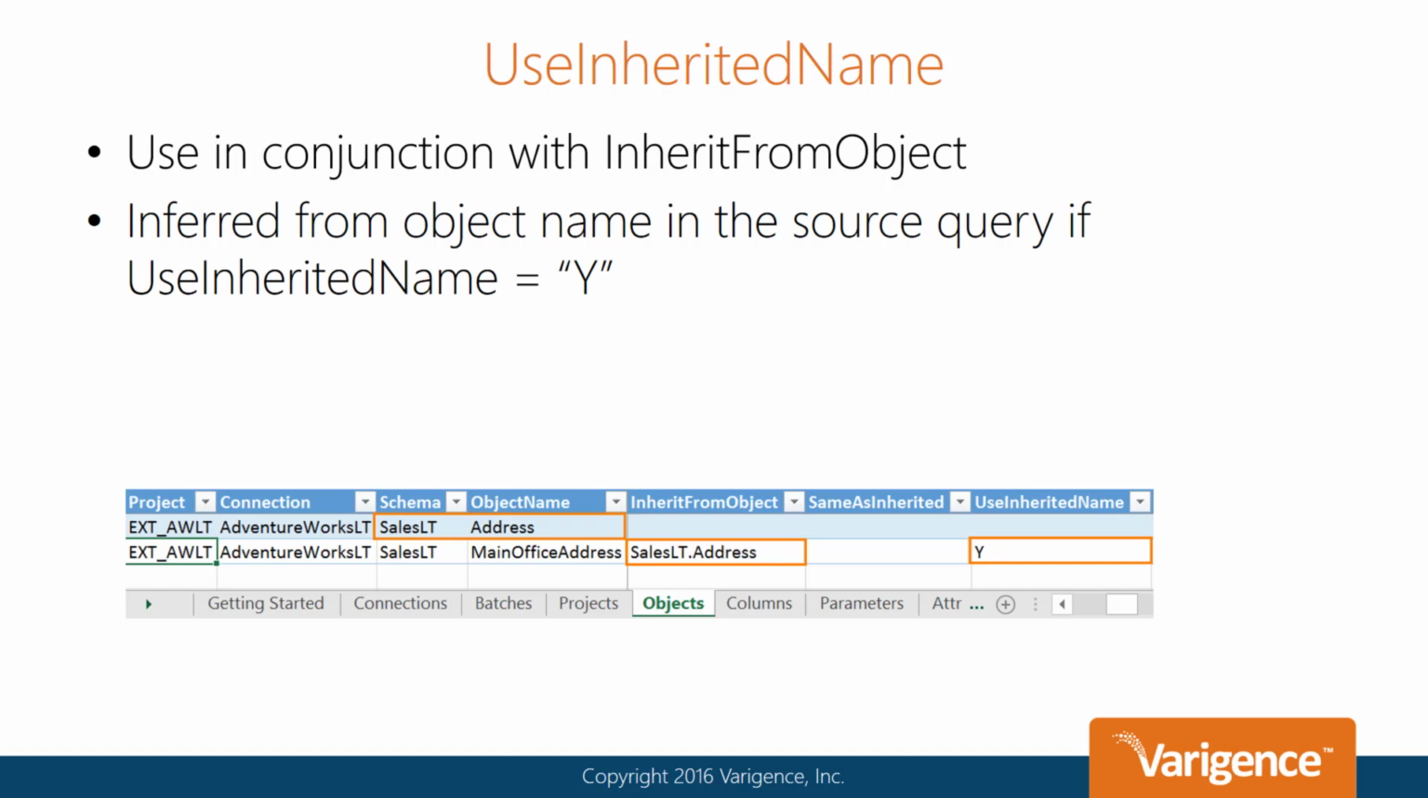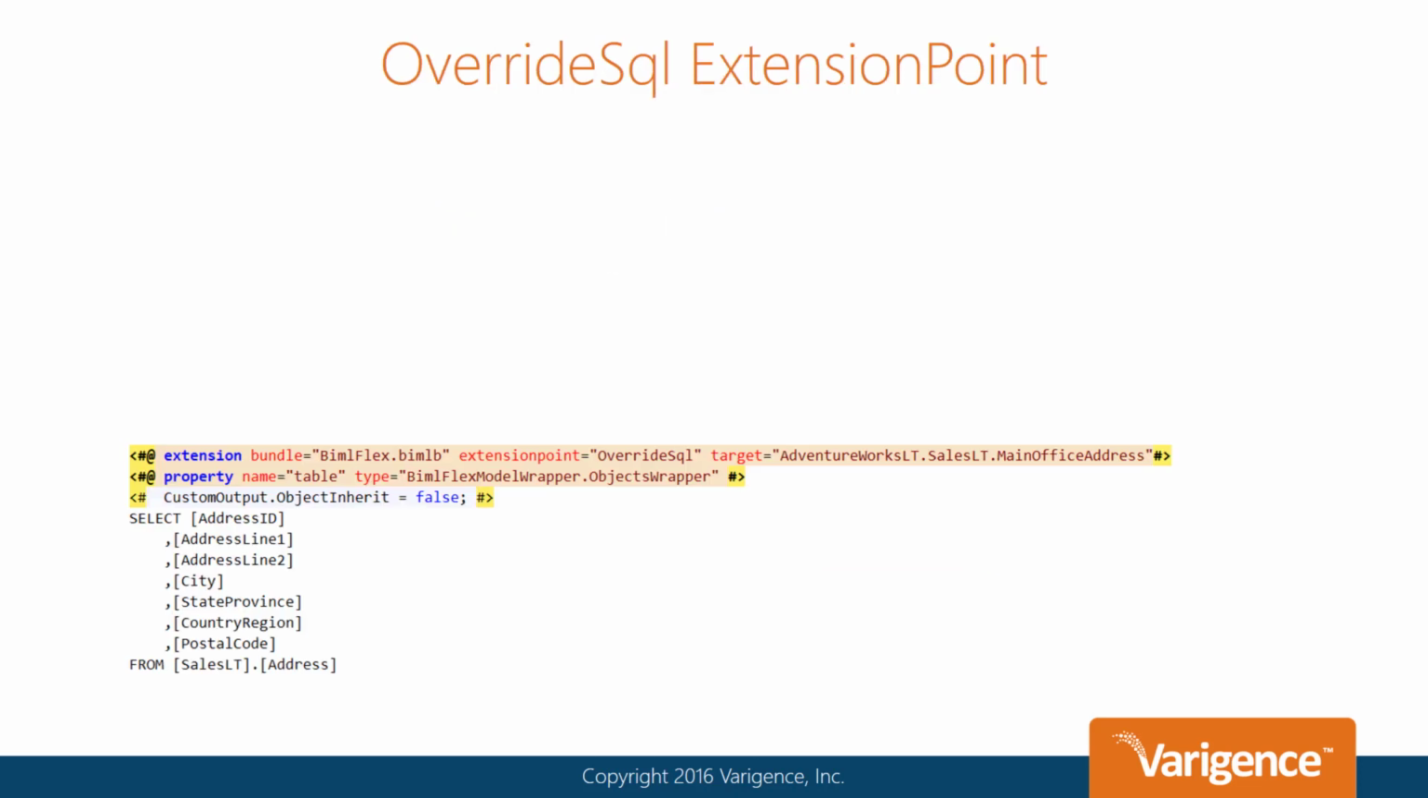So in this case here, if you look at the metadata, I've got sales LT main office address, and I'm saying use inherited name. So when I do the select statement, and when we do the demo, I'll switch this on and off, and I'll show you what the impact of that is when we build out our solution.